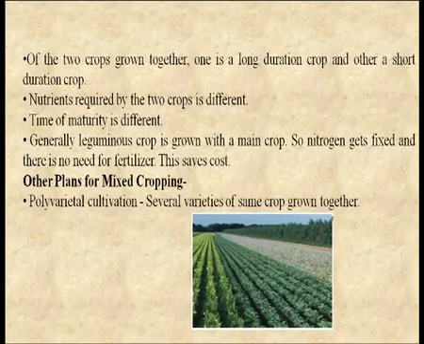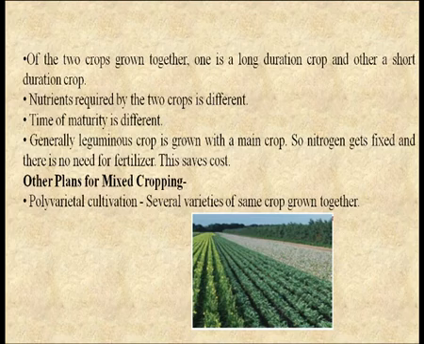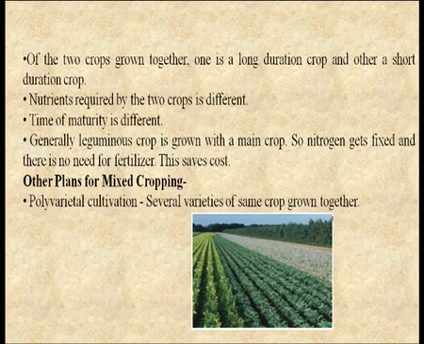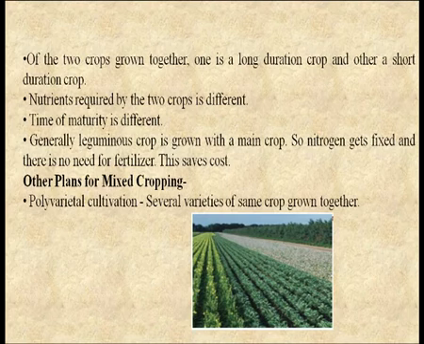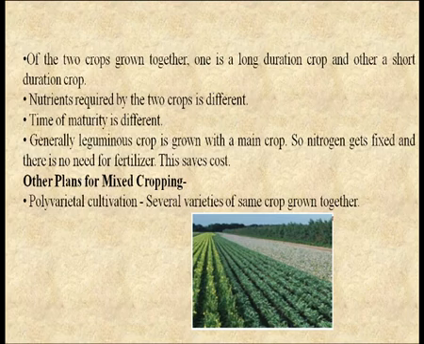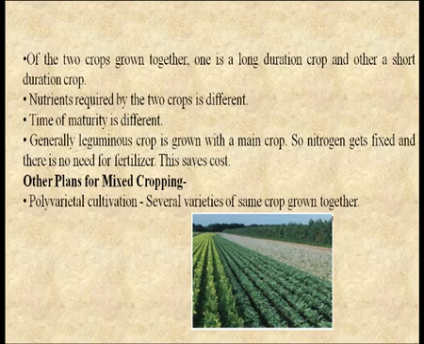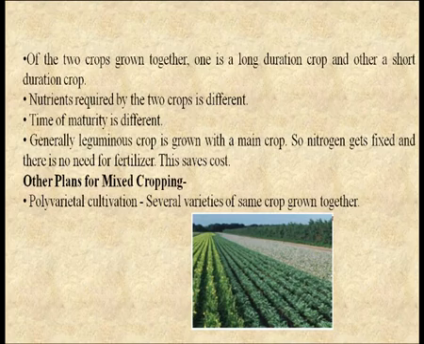Of the two crops grown together, one is a long duration crop and the other is a short duration crop. Nutrients required by the two crops are different, and time of maturity is different. Generally, a leguminous crop is grown with a main crop, so nitrogen gets fixed and there is no need for fertilizer, which saves costs. Another form of mixed cropping can be polyvarietal cultivation, that is, several varieties of the same crop grown together.